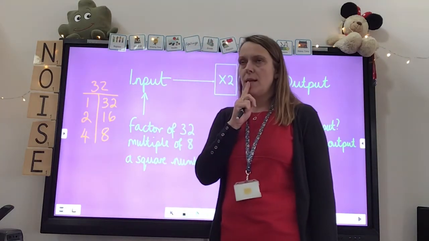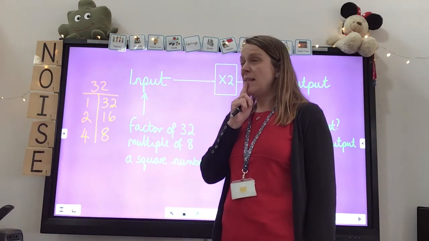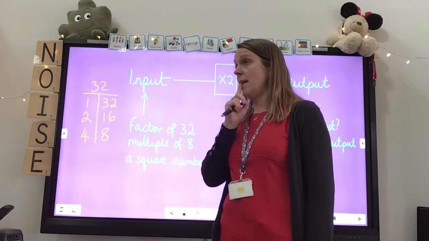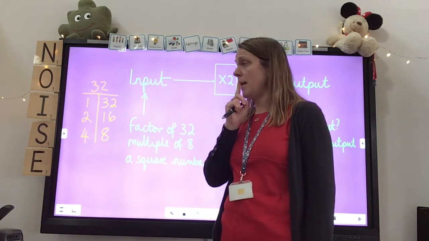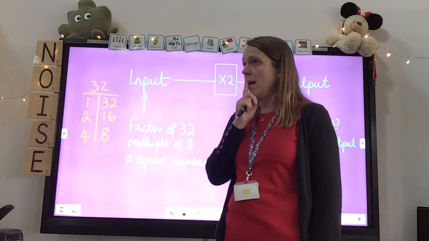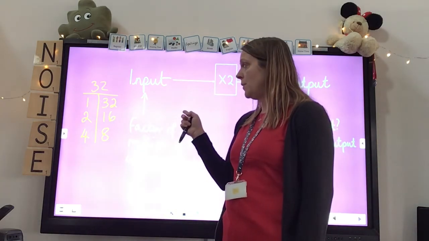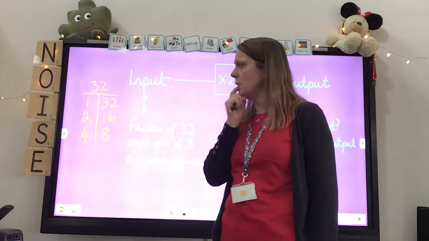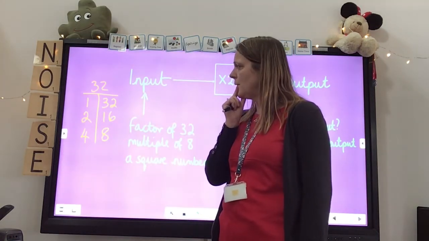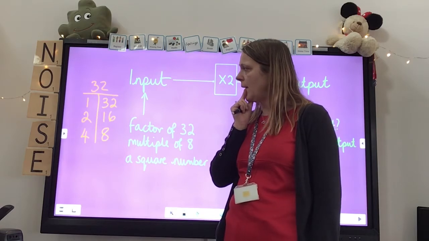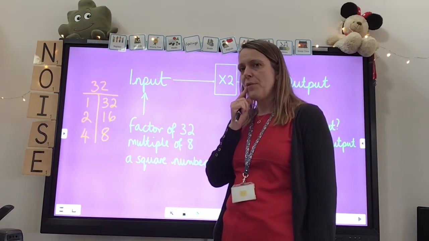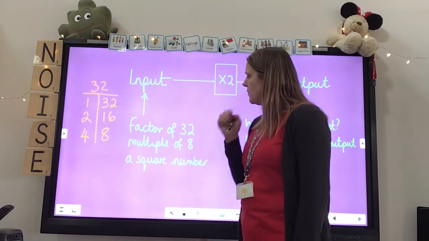5 can't be because it doesn't end in a 0 or 5. 6, no, because 30 and 36 are multiples of 6, so 6 can't be. 7 can't be, 8 we already know, so I think we've covered them all because 9 isn't, 10 isn't, 11 isn't. Okay, I'm pretty sure we've got all the factors of 32 there. So I've got the factors of 32.